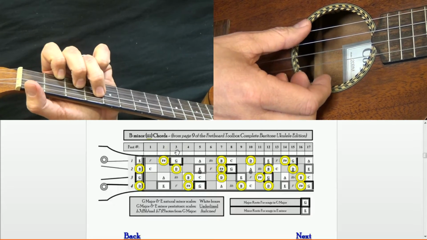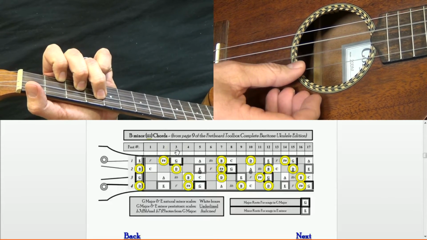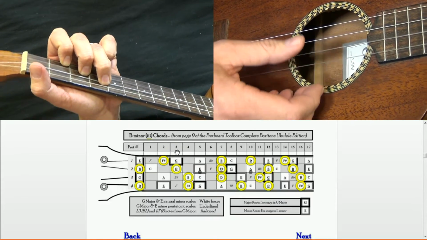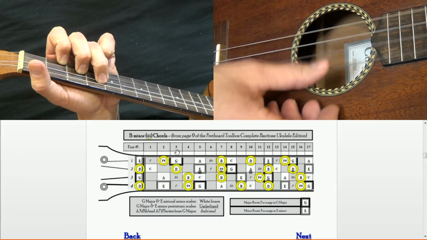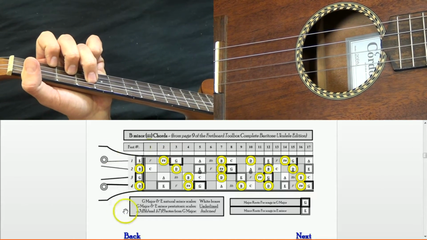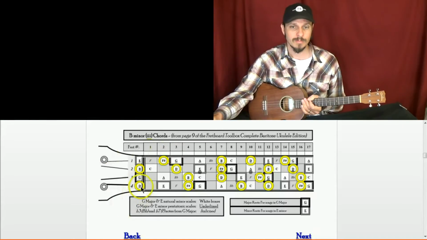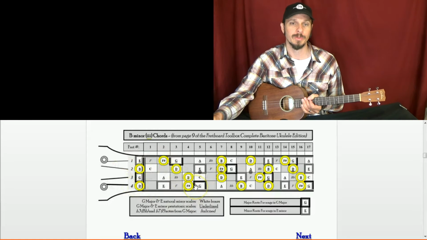I could play just these 3 notes. B, D, F sharp. I could play the D string open if I like the sound of that, because that's one of the notes that I need. So any way that you can find where you're just playing the notes that are in those colored circles, you'll be playing that chord. That's kind of a neat thing.